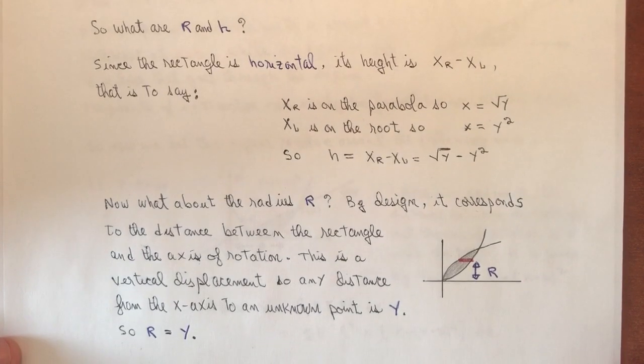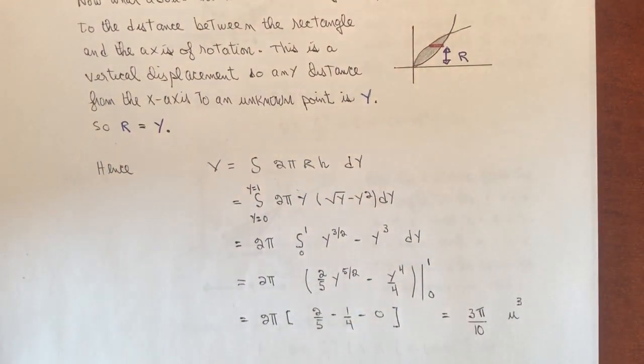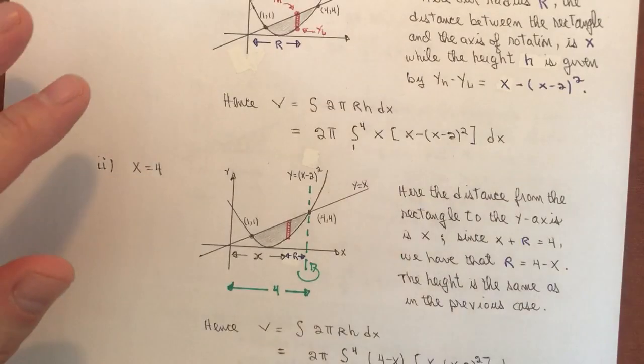So we're going to let here the radius equal to y. Hence, we get that the volume is actually equal to, again, the integral of 2 pi rh. This time, it's a dy integral. So the bounds are yet again 0 to 1. So this is 2 pi, the radius is y, the height is root of y minus y squared dy. We bring in the y inside and we bring the 2 pi outside. We integrate, we apply FTC part 2, and we get once again 3 pi over 10 cubic units.